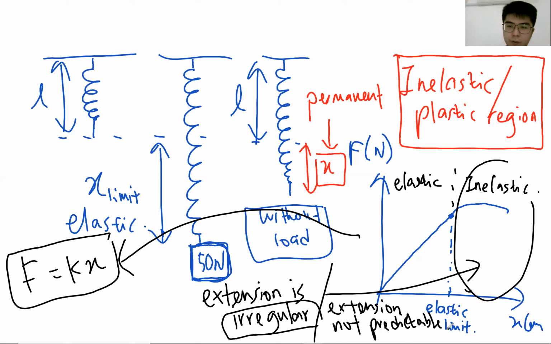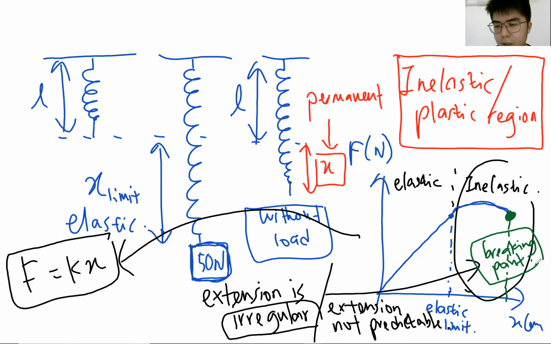If you keep on increasing the force, until one point the spring will fail, it will break, right? So this is what we call the breaking point. If I continue to plot this graph, eventually this last dotted line here, I put another color, let's take a green color. This green dot here we call the breaking point. Beyond this point, the spring breaks and everything fails.